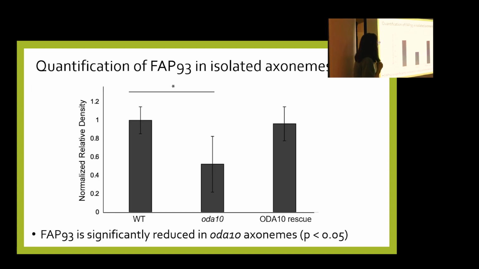The results from that are shown in this bar graph, where the relative density of FAP93 to its tubulin band is on the y-axis, and then we have the wild type, OTA10 mutant, and the OTA10 rescue. What we found is that FAP93 is significantly reduced in OTA10 mutant axonemes. And so what this means is that FAP93 requires OTA10 for full and complete assembly onto the axoneme.